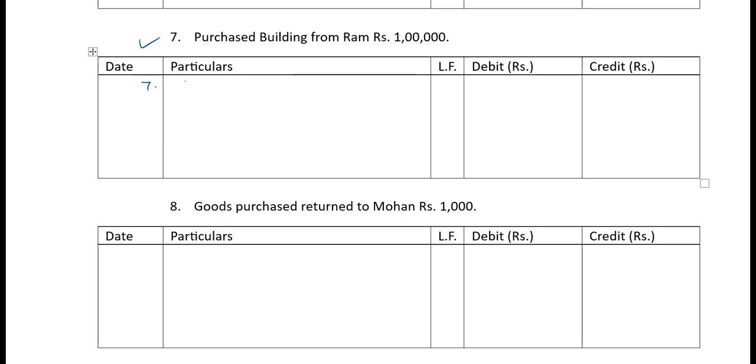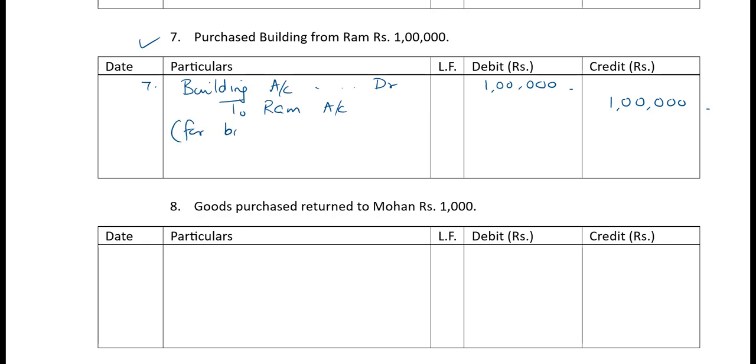So the first account involved is building account. Building is an asset. There is an increase in the asset. So we'll debit building account with 1 lakh rupees to Ram account. Ram is a liability, the supplier of building on credit. So we will credit Ram account with 1 lakh rupees for building purchased.